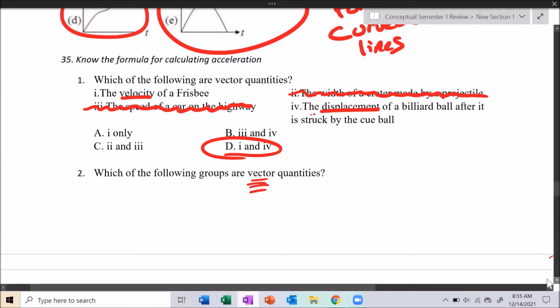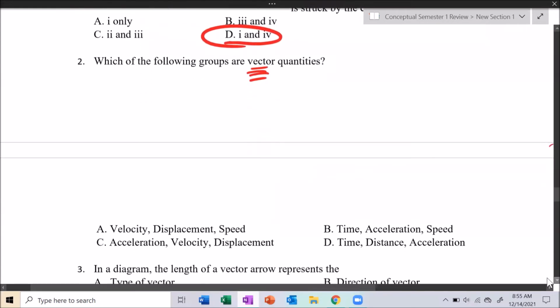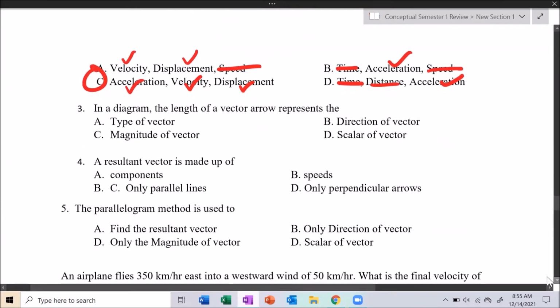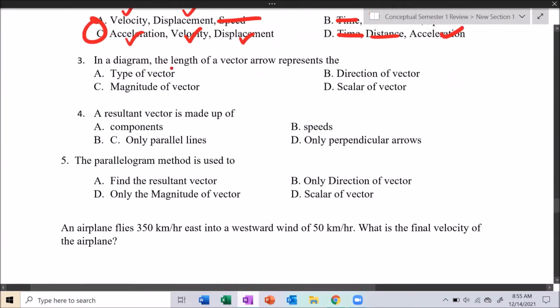And the second one, I apologize, it cut the page off when it said which of the following groups are vectors. On your paper, you're going to have to turn it over. The ones that are vectors: velocity is a vector, displacement is a vector, speed is not. So it's not A. B, time is not a vector. Acceleration is, speed is not. Acceleration in C is. Velocity in C is. Displacement in letter C is. So C makes the best choice because they all are vectors. In letter D, time is not, distance is not, but acceleration is. So it's pretty obvious. It's letter C.